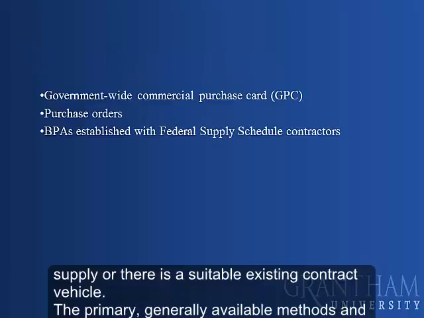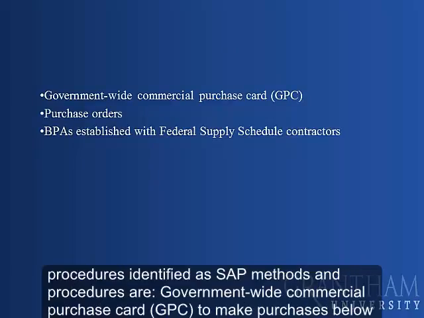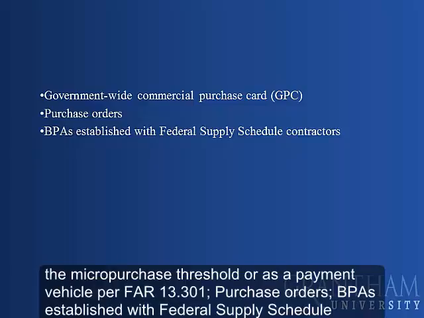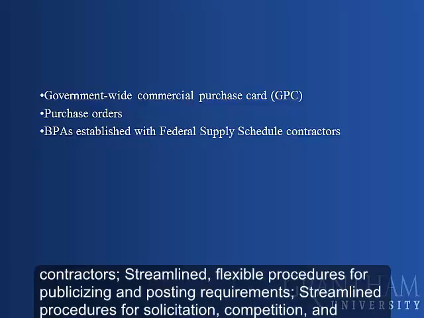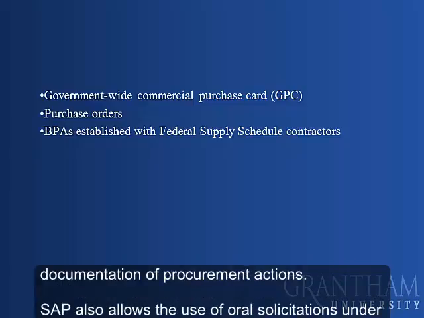The primarily generally available methods and procedures identified as SAP methods and procedures are: government-wide commercial purchase card to make purchases below the micro-purchase threshold or as a payment vehicle per FAR 13.301, purchase orders, BPAs established with federal supply schedule contractors, streamlined flexible procedures for publicizing and posting requirements, and streamlined procedures for solicitation, competition, and documentation of procurement actions.